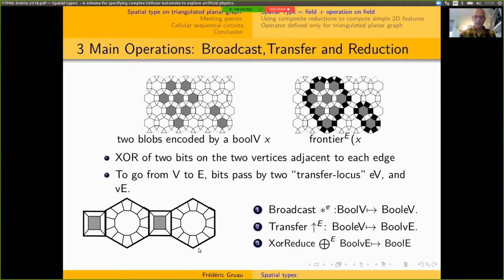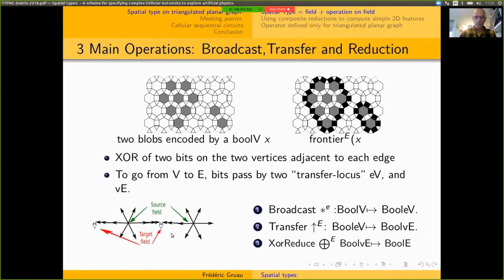This computation can be compiled into a circuit. A broadcast will generate a fan-out wiring, a transfer a wire segment crossing the tiles, and each XOR reduction is compiled into a single XOR gate for each edge, but there are 3 edges for each vertex. Therefore, the gate density of the frontier is 3.